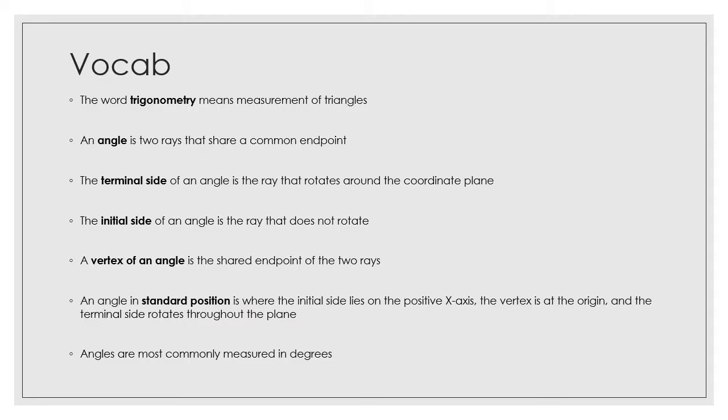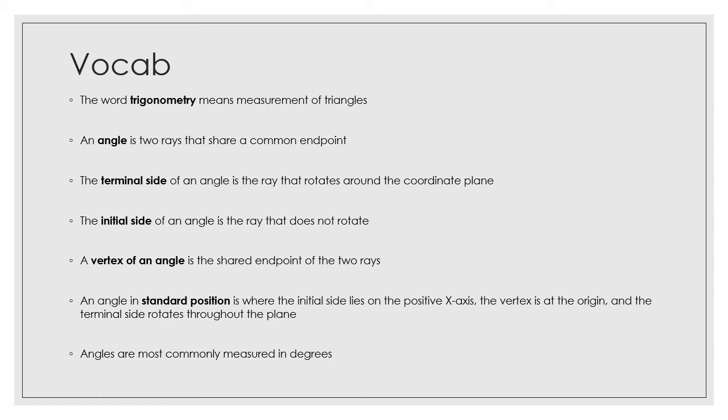So some basic vocab that you need to know moving forward. First, the actual word trigonometry, because like I said, this is an introduction to trigonometry. That's our unit. So the word trigonometry means measurement of triangles. So what we're going to be working with throughout this entire unit is triangles and kind of seeing how angles work within them as well. So a little review from geometry from last year.